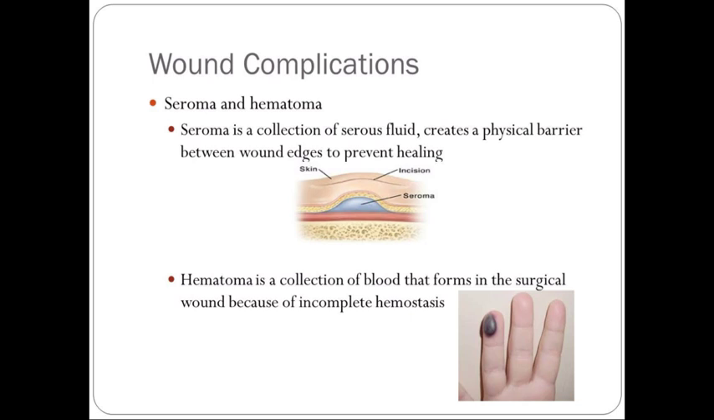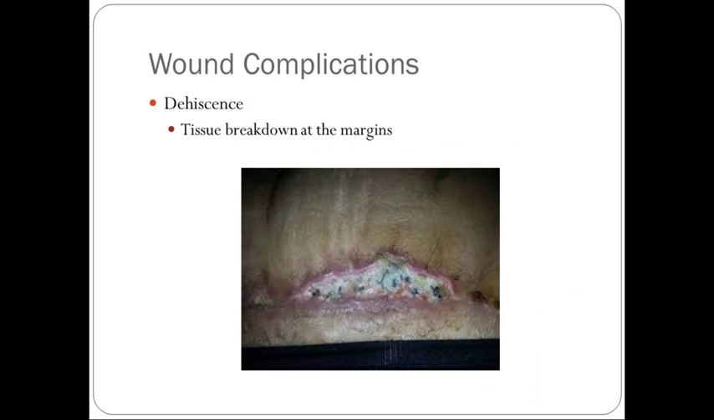A seroma is a collection of serous fluid that prevents the tissue edges from healing. A hematoma is a blood collection that forms because either there's a bleeder that was missed or the patient's blood didn't clot fast enough. Dehiscence is a breakdown of the tissue edges that does not allow for the incision to close. If the tissue is inflamed, it could be infected with pus, which would mean an infection and would delay healing.